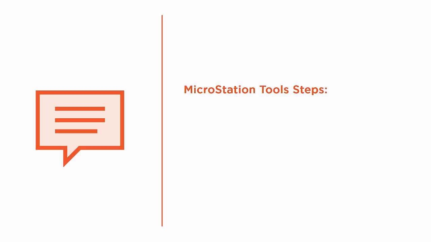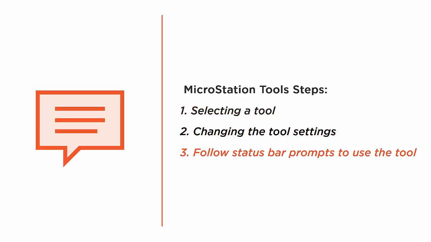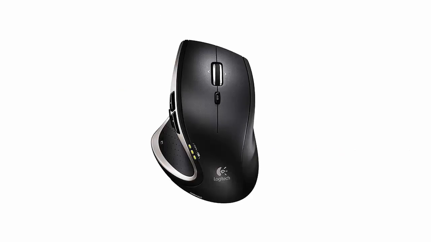Working with MicroStation tools comprises three main steps: selecting a tool, changing the tool settings, and following status bar prompts to use the tool. Before we go through the steps in working with tools, let me explain the nuances of using the mouse buttons in MicroStation. The mouse is the main input device for MicroStation's user interface.